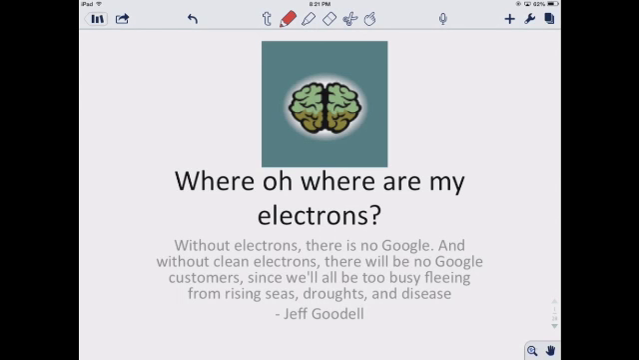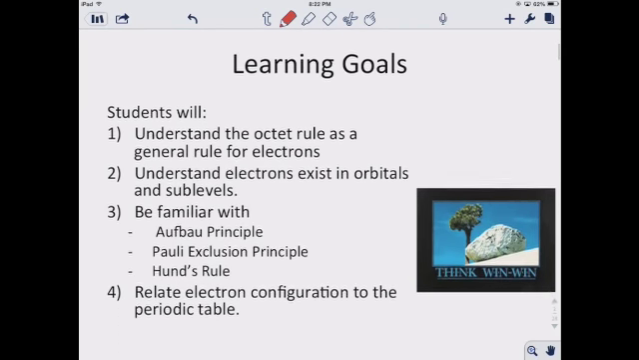Okay, starting our last lecture in this unit, it says, where, oh, where are my electrons? Now that we've looked at the electrons, how they interact with light and everything else, we're going to look at how we organize them.